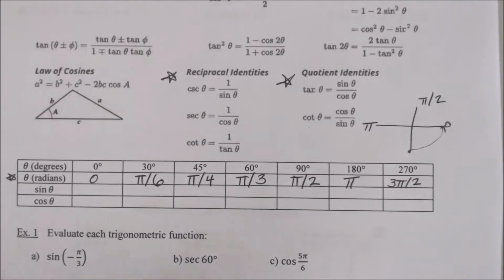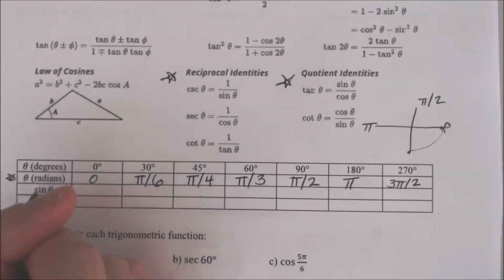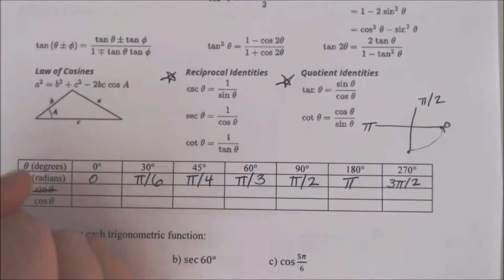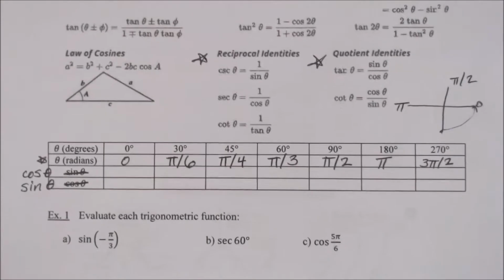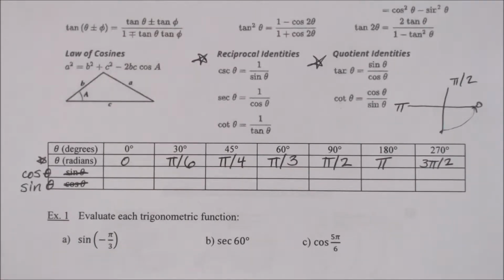I'm actually going to make a change to the notes here. I'm going to make this cosine theta, and I'm going to put sine theta. And the reason I'm doing that is because cosine and sine, remember, you can think of as like an x and a y coordinate. Cosine's like your x-coordinate, sine's like your y-coordinate. So I'm going to put them in order so they follow that pattern.